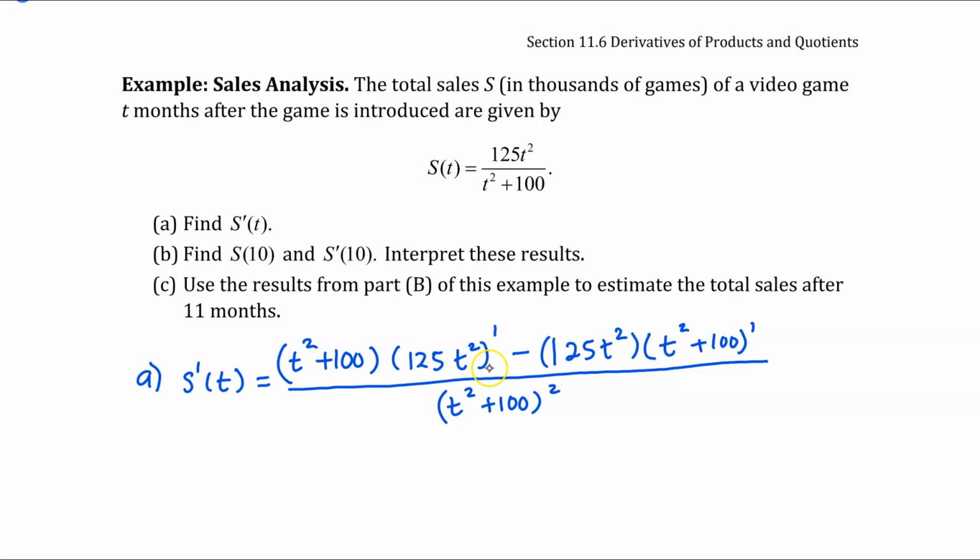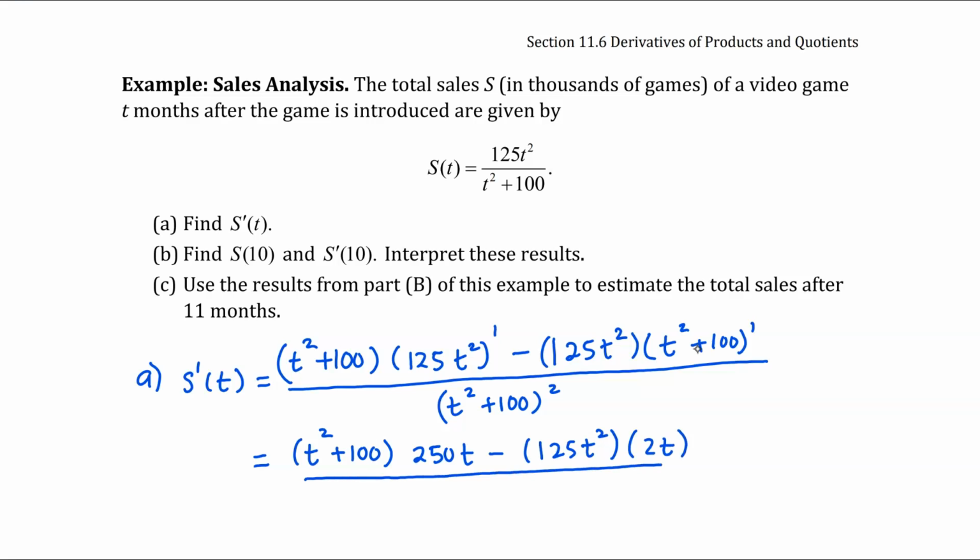Now, performing the derivative here, we have t squared plus 100 times the derivative here, which is 125 times 2, that is 250 t squared. So 2 minus 1 is 1, so times t, minus 125 t squared times the derivative of t squared, which is 2t, divided by t squared plus 100 squared.